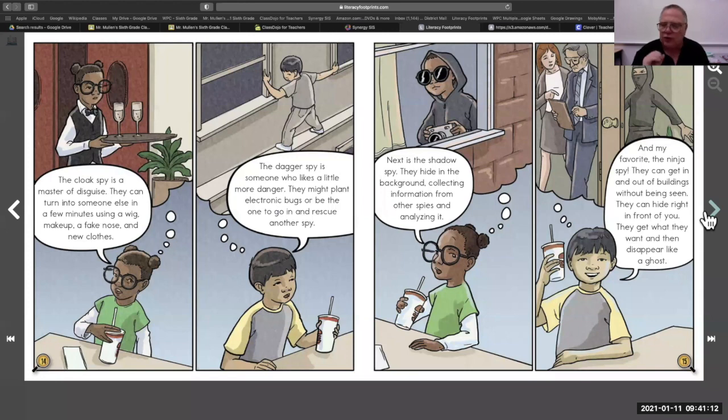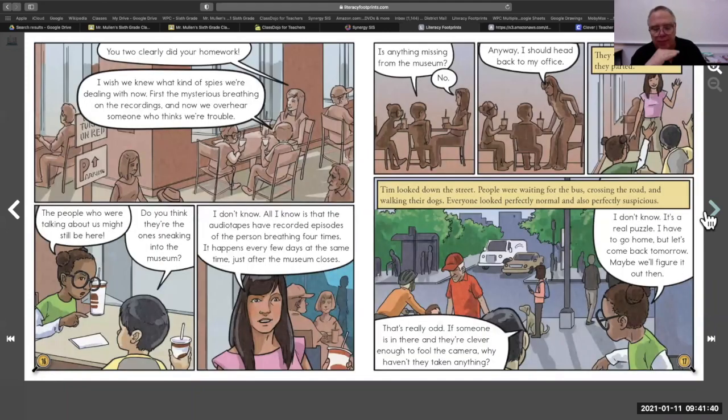Okay, on page 15. Which one of these spies? Now we're making a connection, but it's a question, okay? Which one of these spies would be most like you? Would you most like to do or be good at? Heads up, that might be something we write about soon. Okay? Page 16.